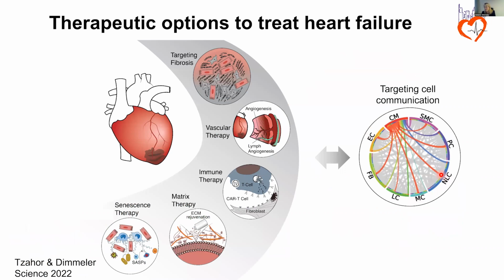With this, I would like to conclude, and of course, we would imply that targeting cell communication pathways may be one aspect of a new therapeutic option. Of course, this needs to be further developed. It's early times, but this could be an option in addition to targeting fibrosis, vascular therapies, immune therapies, matrix therapies, or even senescence therapies. All of these have valid implications, but maybe targeting cell communication in this context may be considered as well, maybe also in combination with these approaches.